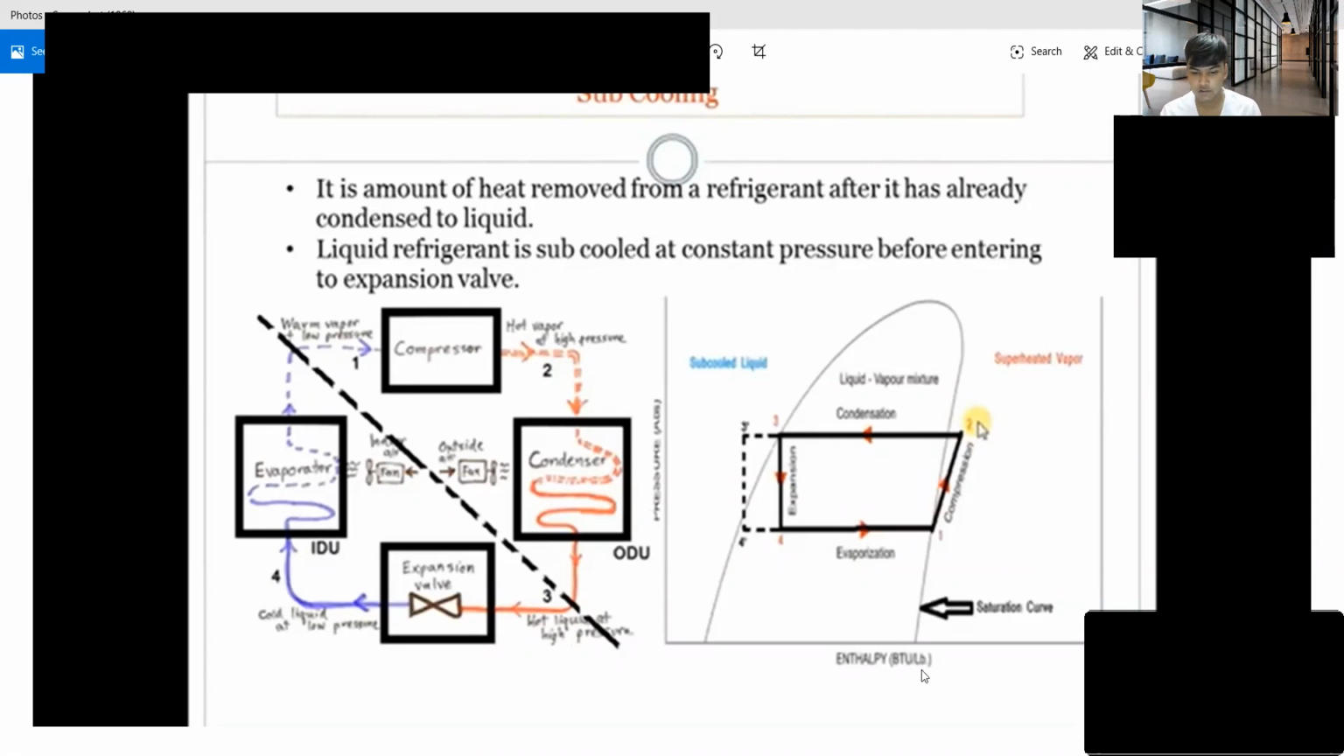This is enthalpy and this is temperature. In this diagram, 1 to 2 is your compression cycle. Then 2 to 3 is your condensation cycle. Then 3 to 4 is your expansion cycle, that is the valve pressure drop, the expansion valve. Then 4 to 1 is your evaporation cycle.